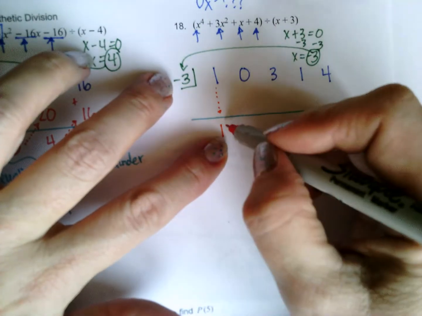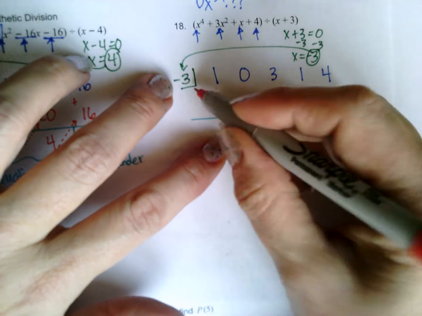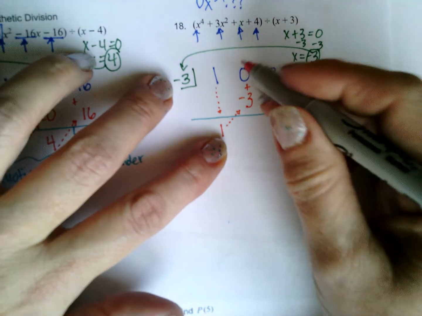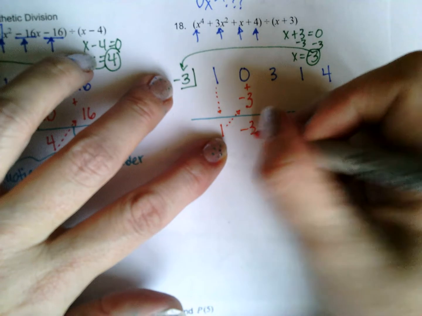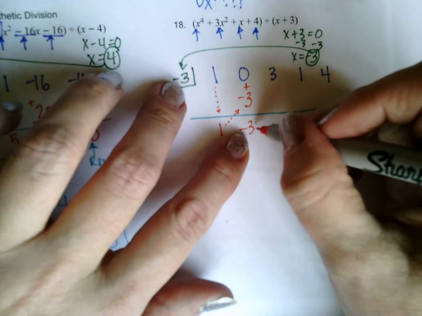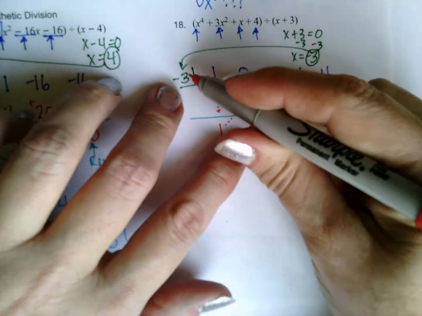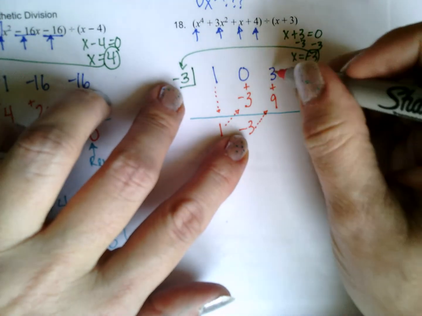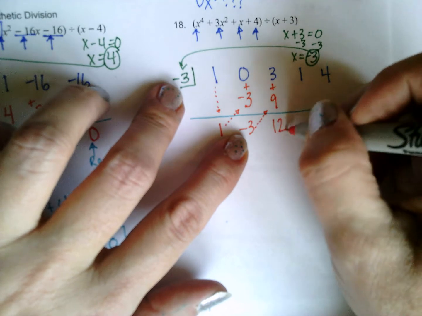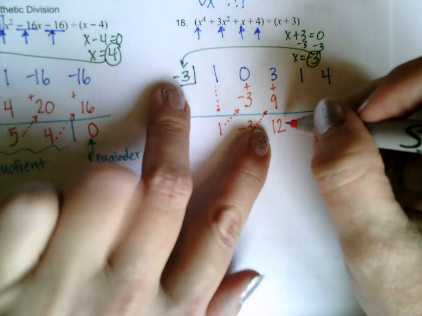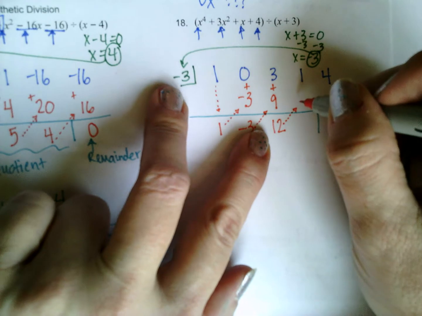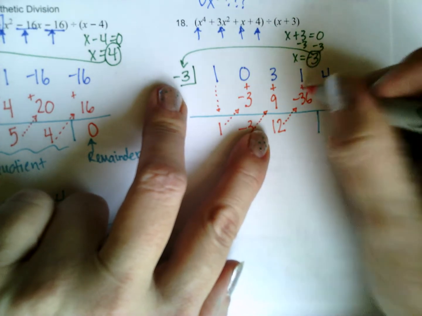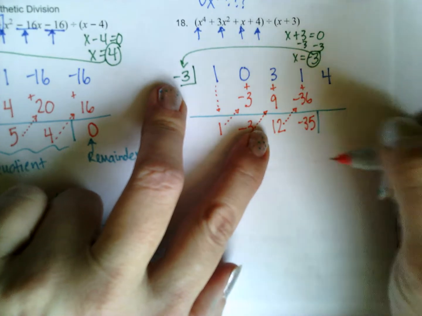Then going up here, we multiply 1 times negative 3, which is negative 3. Then we add those two straight down. 0 plus negative 3 is negative 3. Then we're going to go again. Negative 3 times the number in the box, which is also negative 3, would be positive 9. Then we add these two numbers, 3 plus 9, 12. Move over. Negative 3 times 12 is negative 36. Add those numbers straight down. We get negative 35. Oh, mercy.